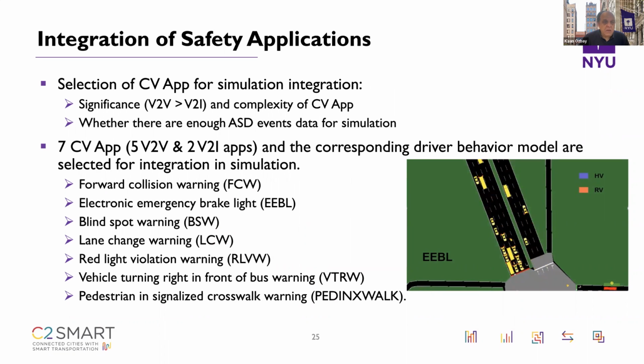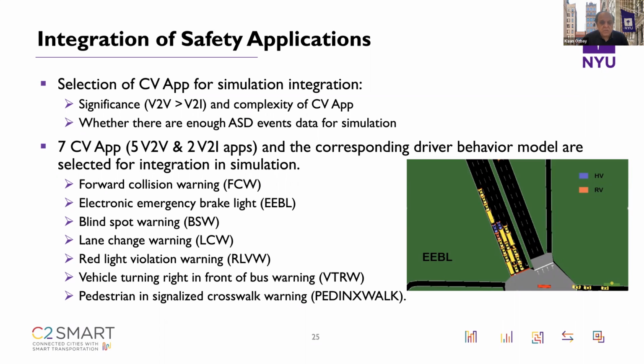We chose CV apps for their significance and importance, and we also tried to avoid the most complex CV apps. There was one that would be very difficult to program. We also wanted to focus on CV apps that we knew would have enough data for simulation, calibration, and verification. So in the end, we chose 7 CV apps, 5 V2V and 2 V2I, and the list is here: forward collision warning, electronic emergency brake light, blind spot warning, lane change warning, and so on.